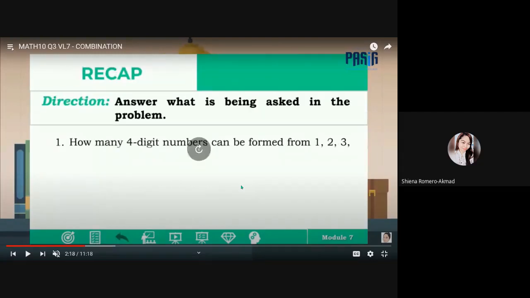Okay, let's now proceed to the recap. For number 1, how many 4-digit numbers can be formed from 1, 2, 3, 4, and 5 if no repetition is allowed? I want you to give me the permutation notation and the answer. So what will be the answer here?